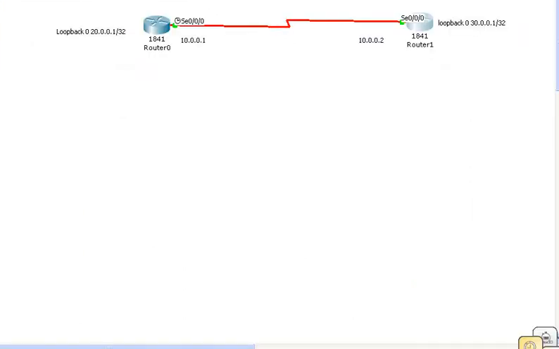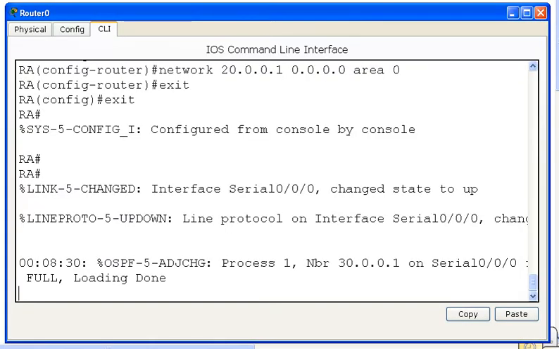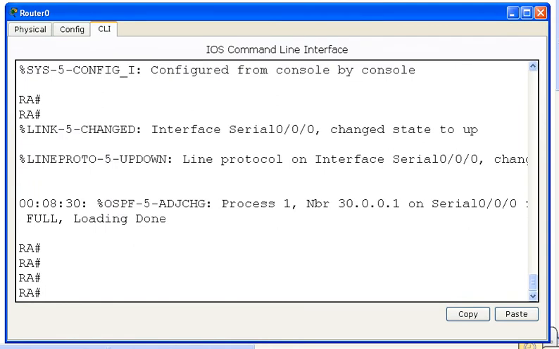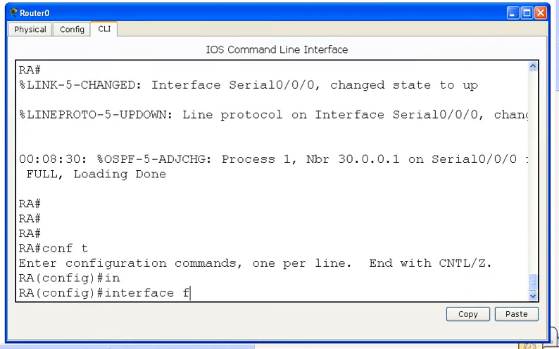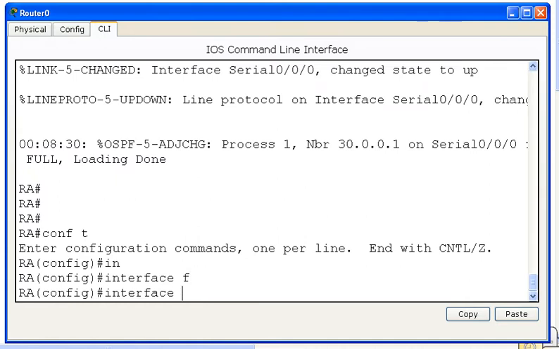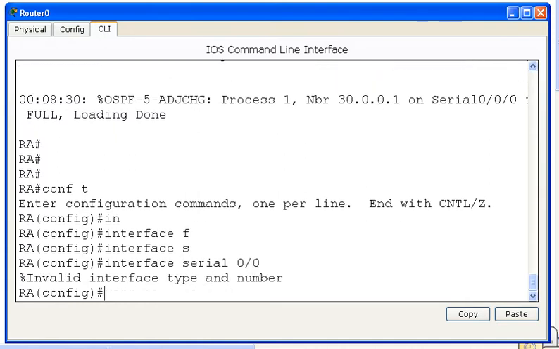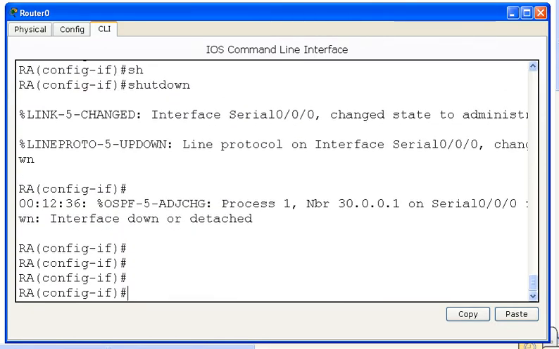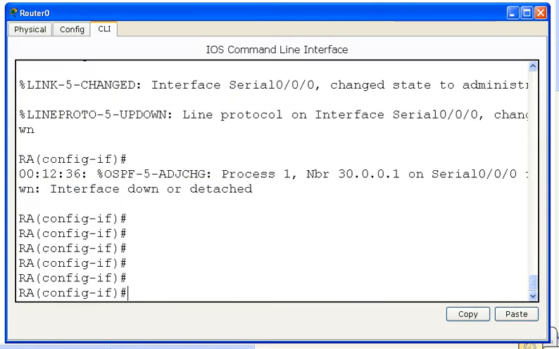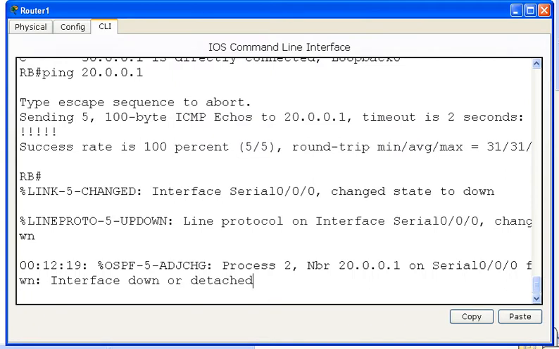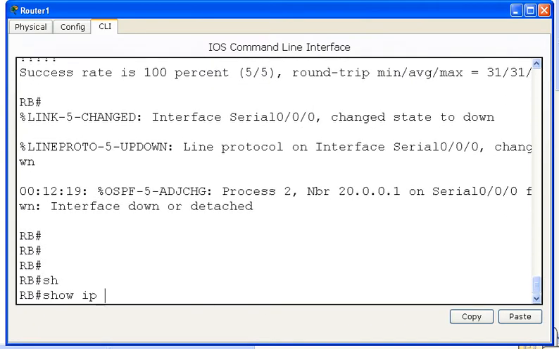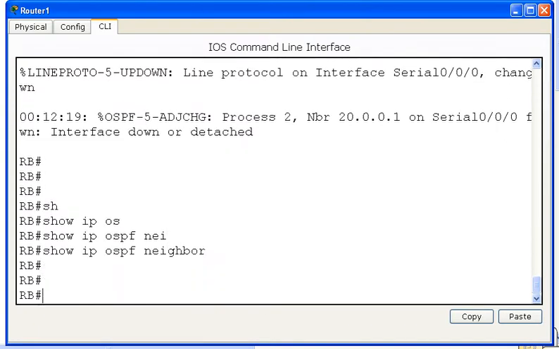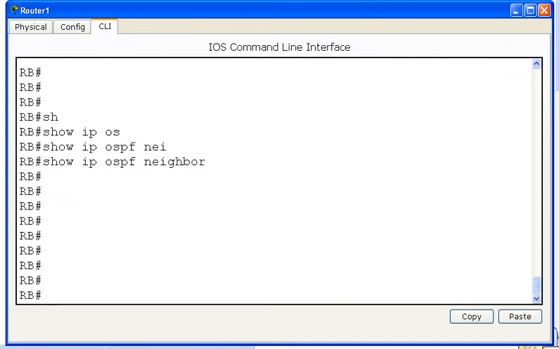Here we have two routers, and this is already enabled with OSPF. But for the time being, in order to understand the adjacency, I am going to shut down one of the interfaces, serial 0/0/0. I shut down the interface. Now OSPF should go down. If you check here, show IP OSPF neighbor, I am not having any neighbor now. Now I want to show what happens when they form a neighbor.